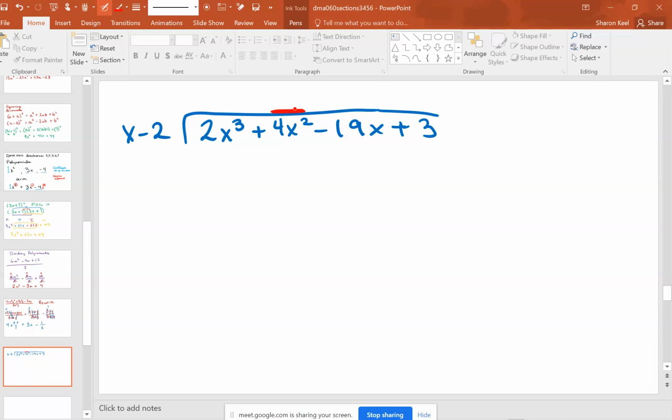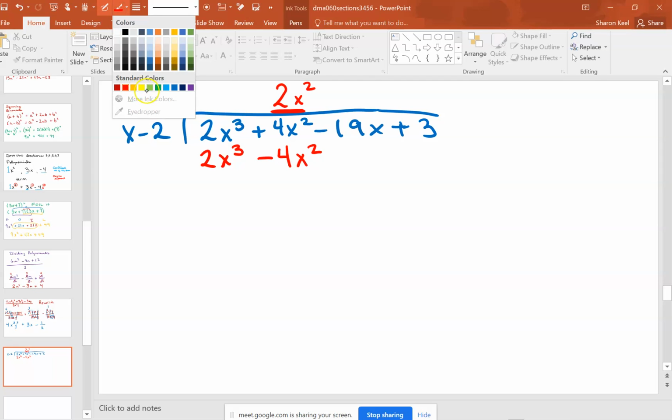What you want to figure out is what do you multiply by the first term to get the first term. Our objective is to make the first term cancel out each time. So to get a 2x cubed, I would need to multiply x times 2x squared. 2x squared times x is 2x cubed. 2x squared times negative 2 is negative 4x squared.